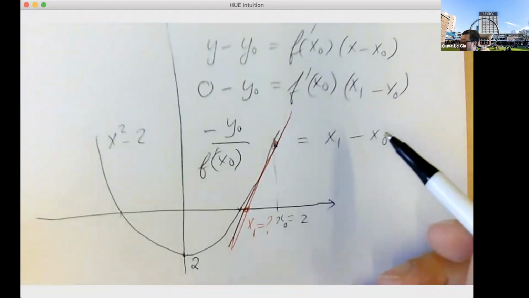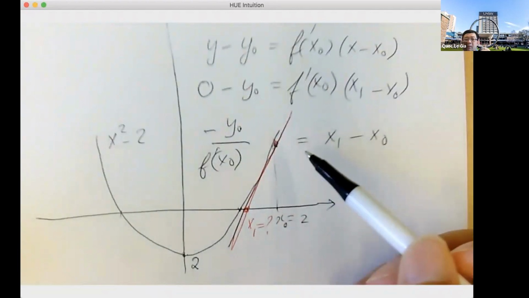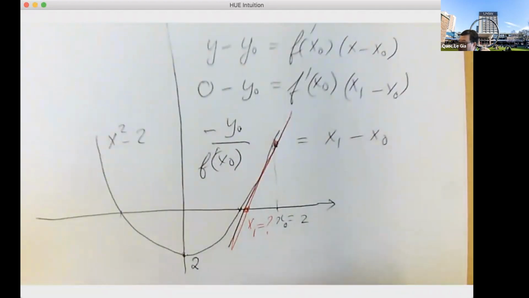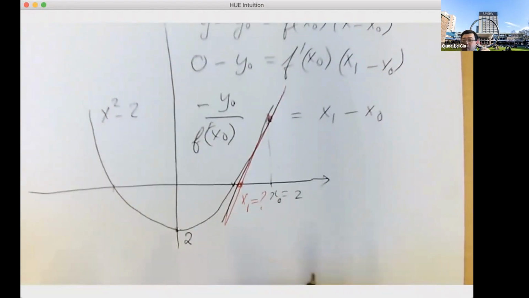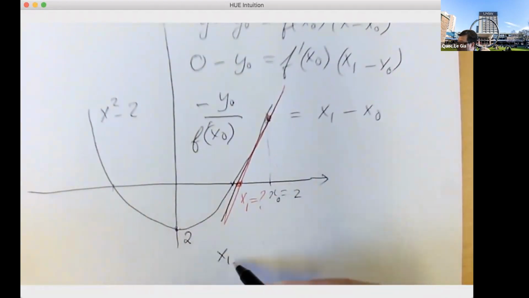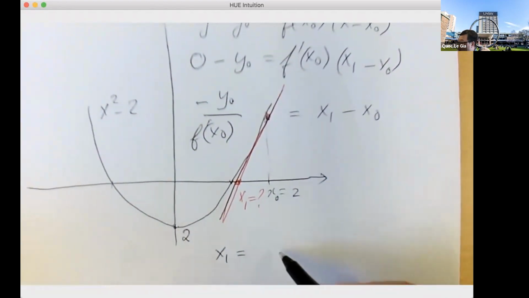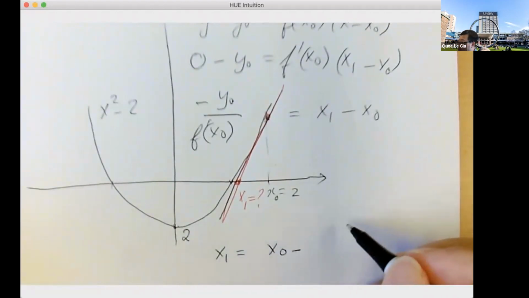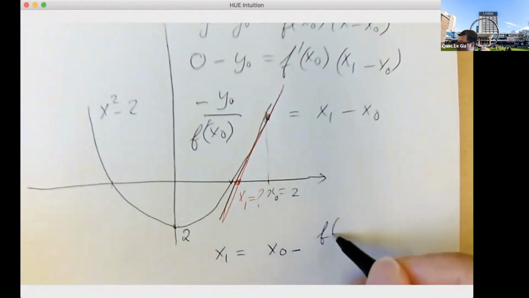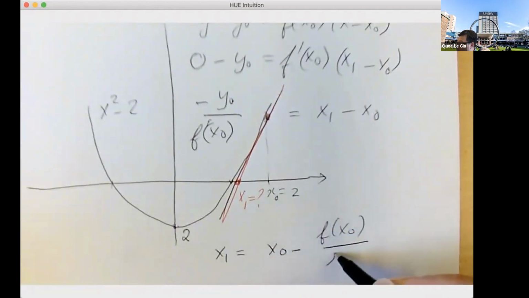It's a bit crowded, but anyway, you see it. Then what is the formula for x1? So x1 is just x0 minus, so y0 is just f of x0 over f prime x0.